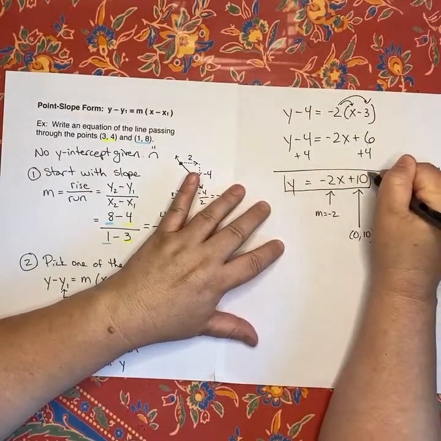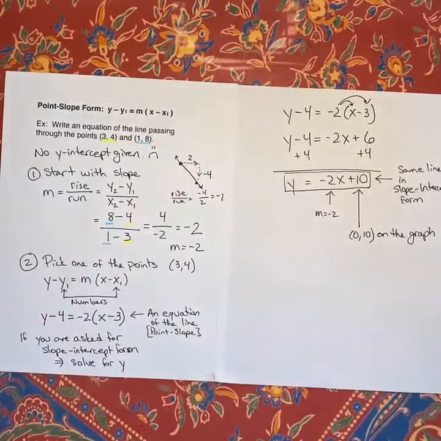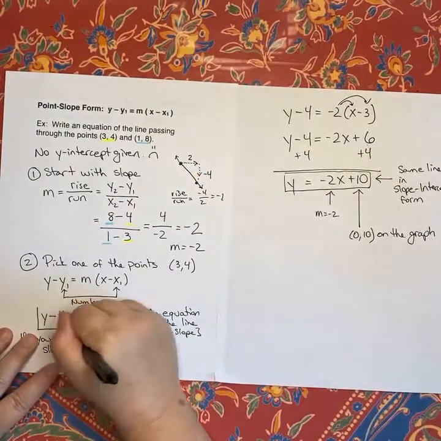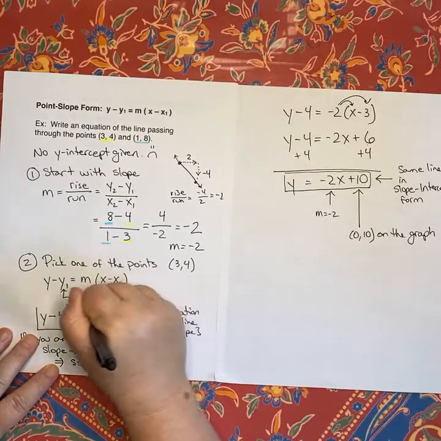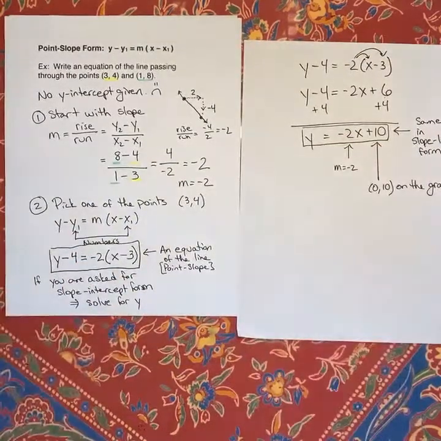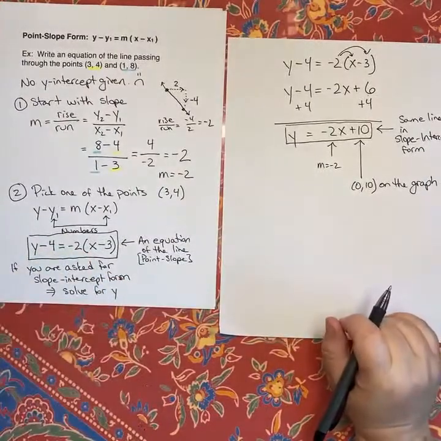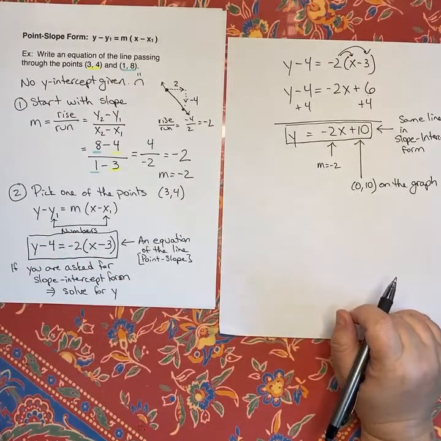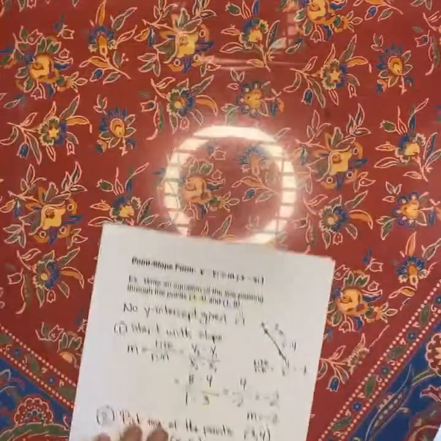Let's see if I don't run over all of my little arrows. I'll put a box around this one too. Both of these describe the same line. They're just different forms. Woohoo! Okay, one more little fun thing to do.